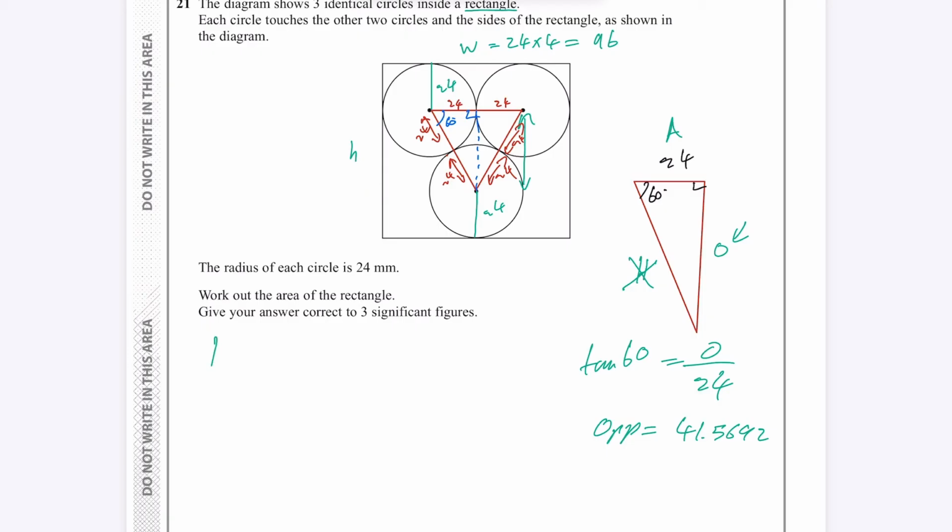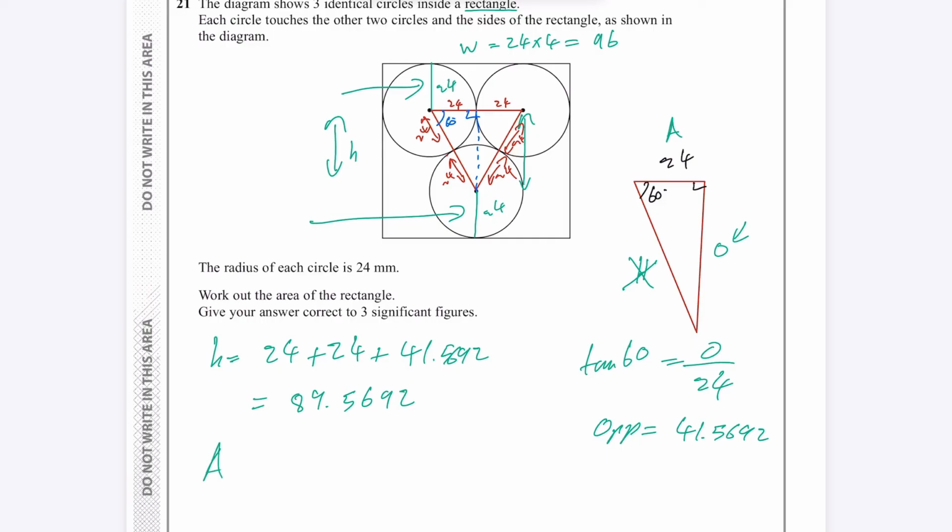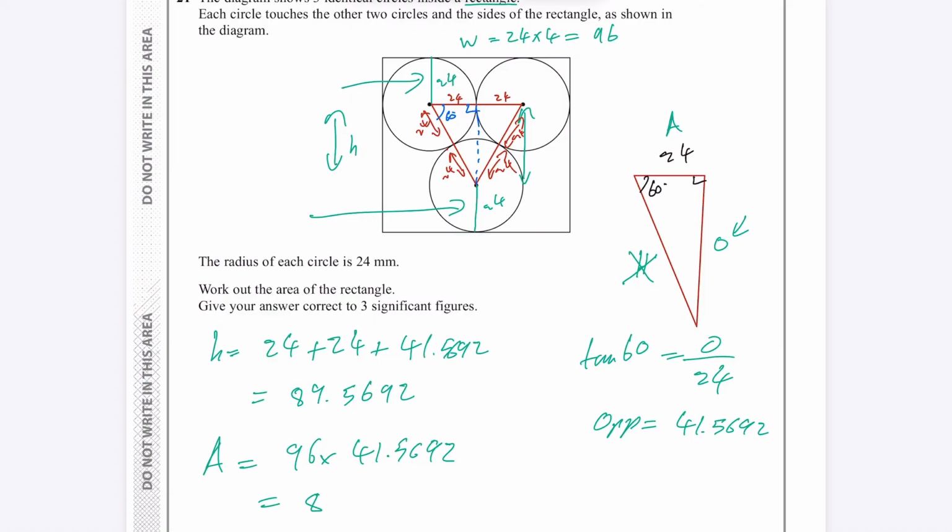So then that means the height is going to be 24, which is that bit up there. That 24 from there, so that'll be 24 plus 24, and then the bit in the middle, which is now this height here, and that is going to be 41.5692, and that gives me 89.5692. And then the area is going to be the base times the height, which is 96 times 41.5692. They want the answer to three significant figures, so that'll be 8,600 millimeters squared.